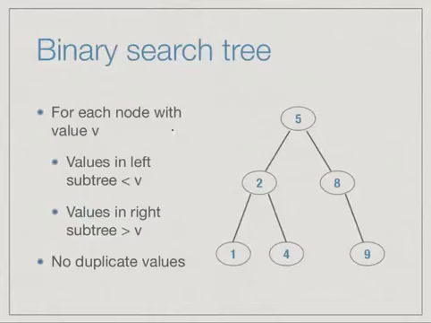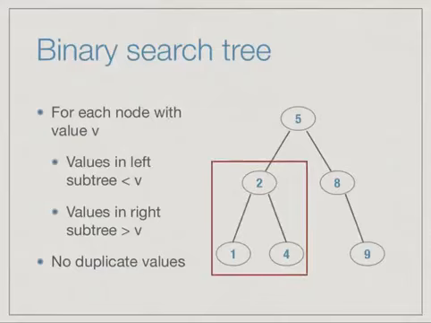In a binary search tree, we keep exactly one copy of every value. So it's like a set. We don't keep duplicates. And the values are organized as follows. For every node, all values which are smaller than the current node's value are to the left, and all values that are bigger than the current node value are to the right. So here is an example of a binary search tree.